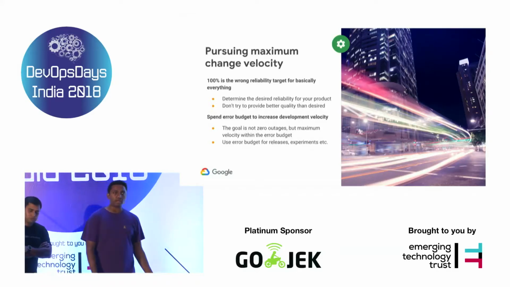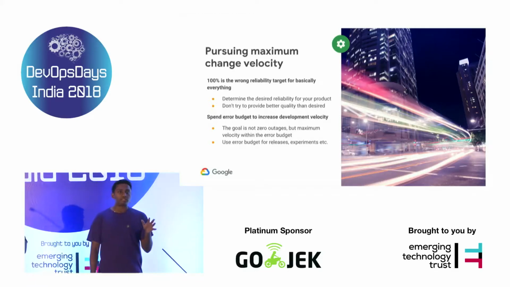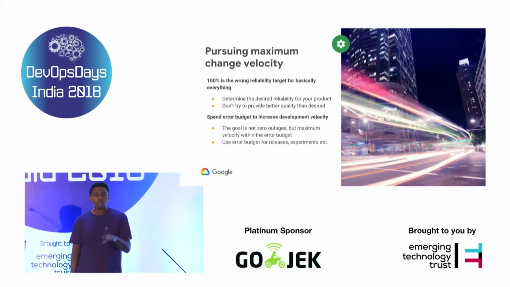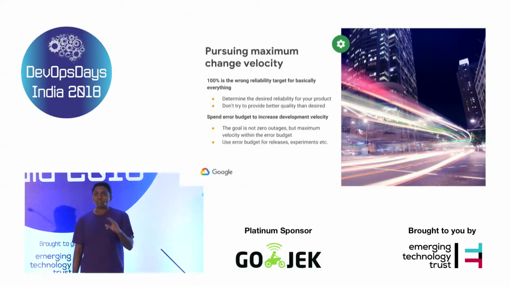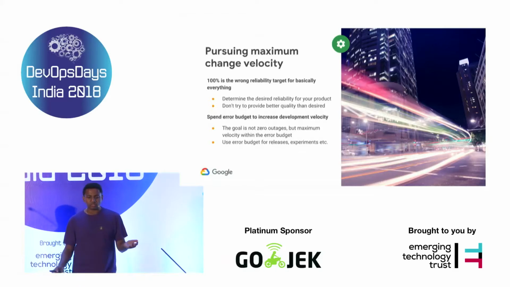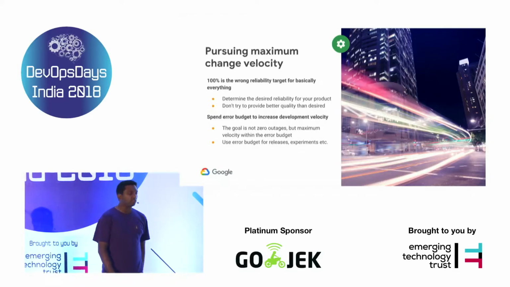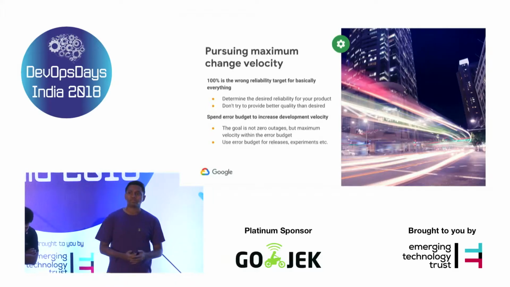We said that 100% is the wrong reliability target. We have a downtime that we're willing to tolerate. Use that downtime. Use that error budget wisely. Allow your developers to release, to push experiments. You need to do this, otherwise you're going to be wasting your resources. The goal is not 0 outages, but it's to maximize your velocity within that error budget.